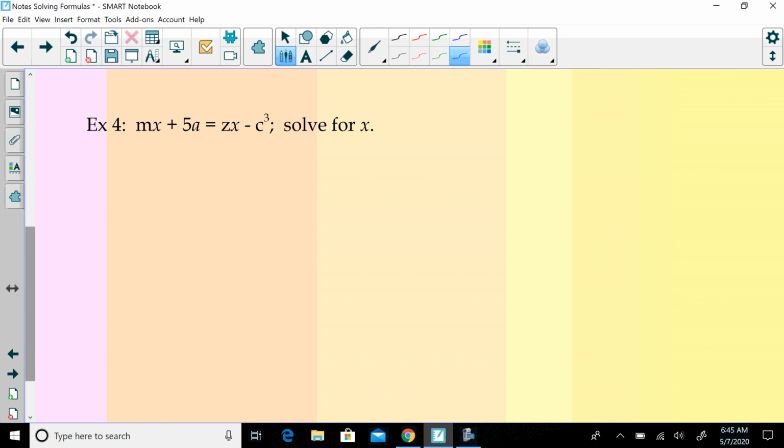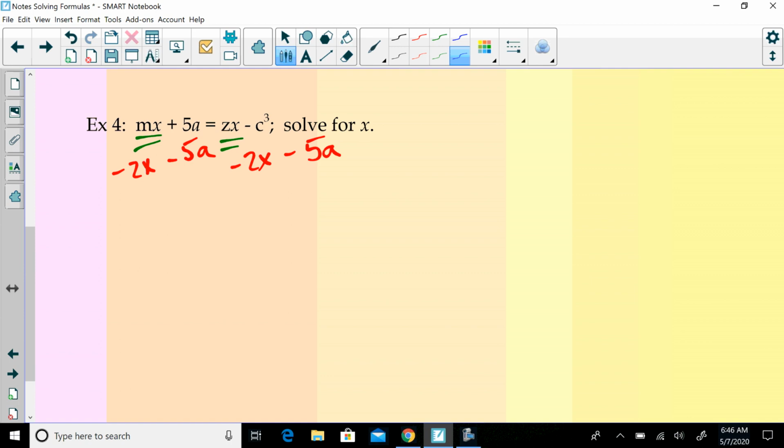Notice that in this case, please notice there's an x term over here and an x term on the right side of the equation. You're going to have to get those x terms on the same side and everything else on the other side. So remember, our goal is to get x all by itself. So we're going to first try to get the x terms on the same side. So what we're going to do is subtract the 5a from both sides, but we're also going to go ahead and subtract the zx from both sides so that we can move it around.